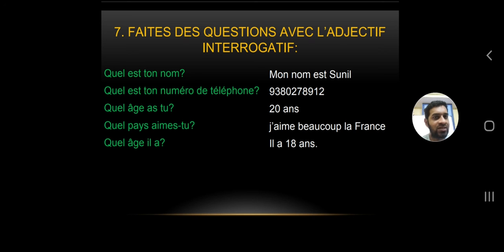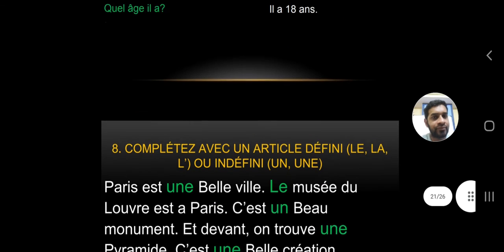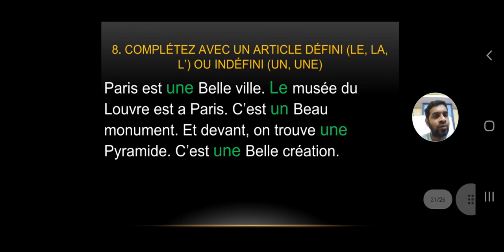Okay, so the last one. So again we got the age. Il a 18 ans. He is 18 years old. So quel âge il a? Or quel âge a-t-il? Oui, quel âge il a? So third question with the second person singular, and the last question, it's actually the third person singular masculine. Oui, voilà. So the eighth exercise, compléter avec un article défini, le, la, l'apostrophe, ou indéfini, un, une.